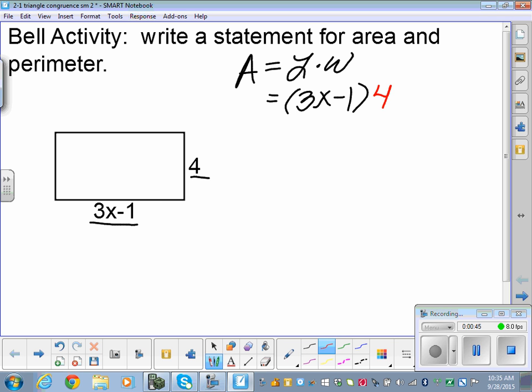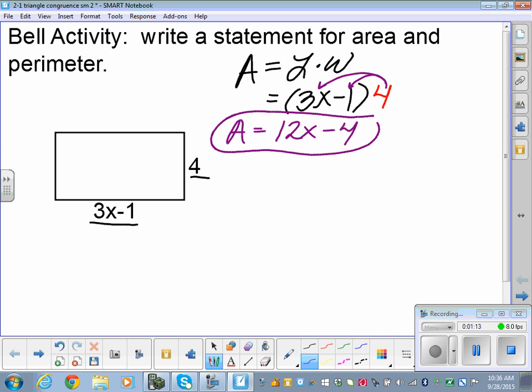How many of you put parentheses there? Good. All right, good. If you don't put parentheses, you got it wrong. That's probably what you did on the test, and that's probably what you did on the retest. You have to put parentheses. Now we're going to multiply that through. We have to double distribute because it's 4 times all that stuff. 4 times 3x is 12x, and then 4 times negative 1 is negative 4. Can we combine those two things? No. So area is equal to 12x minus 4.